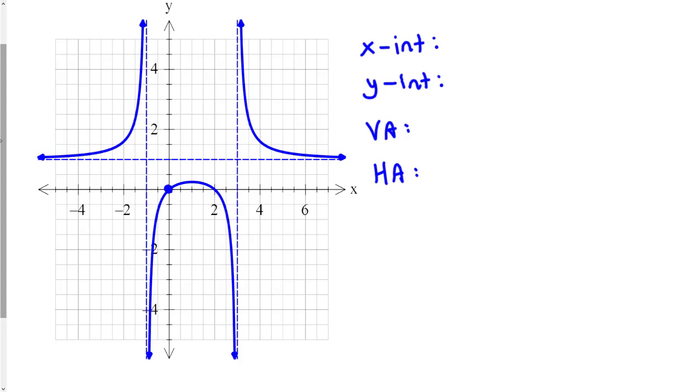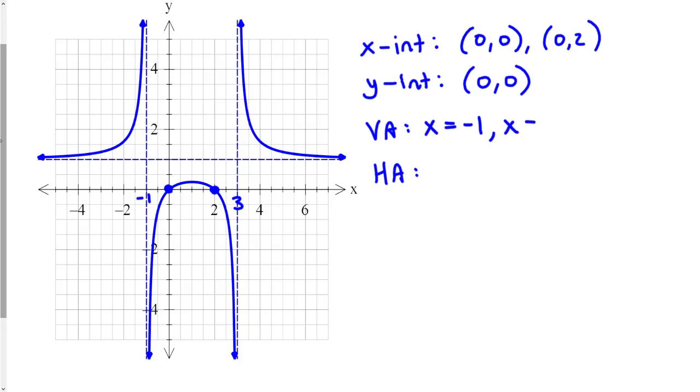X-intercepts, I have one here at 0 and at 2. So the point (0, 0) and the point (2, 0). Those are x-intercepts. Y-intercepts, (0, 0) is a y-intercept. There's only ever going to be one y-intercept. Vertical asymptotes, looks like I have one here at, oh, I'm sorry, that's not -3, that is -1, and +3. So x equals -1, x equals +3.